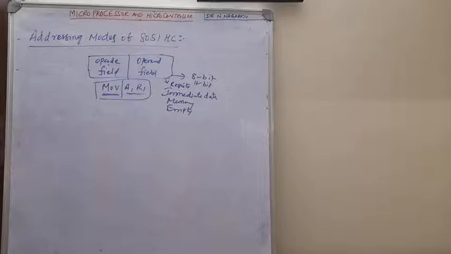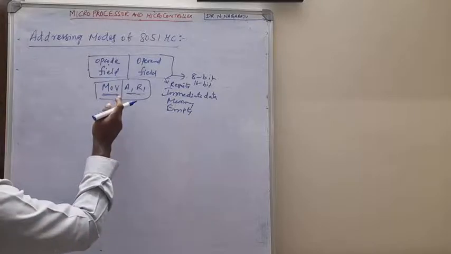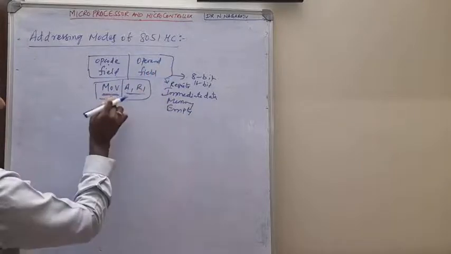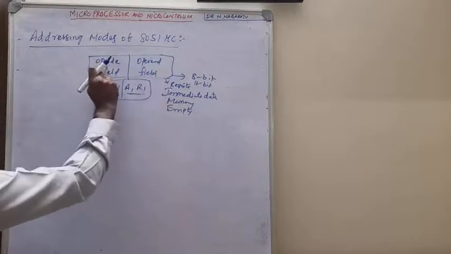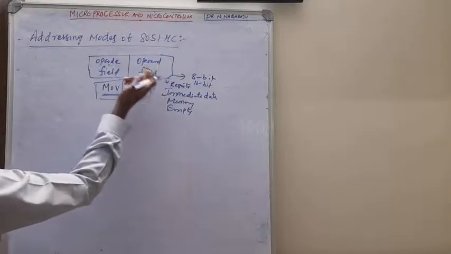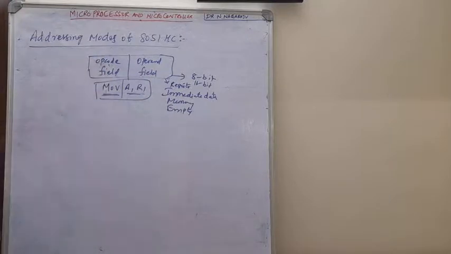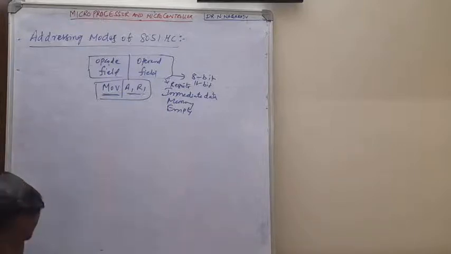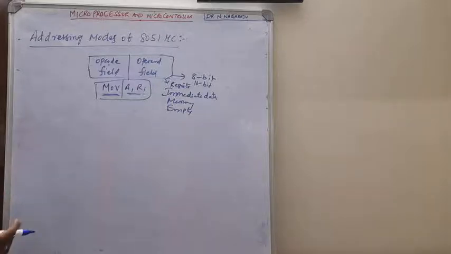Now let us see what is addressing mode. I am going to give the definition of addressing mode. The method of specifying the operand in the operand field to be operated by the instruction, that is the opcode field, is called addressing modes. In 8051 microcontroller, we have different types of addressing modes. I am going to explain these addressing modes with small examples.